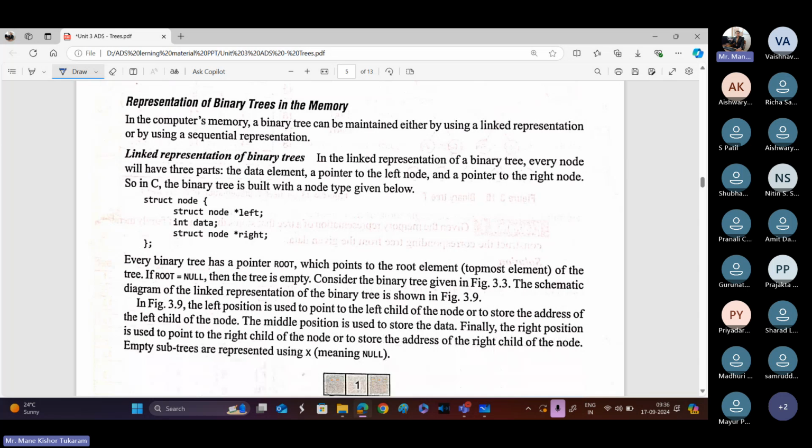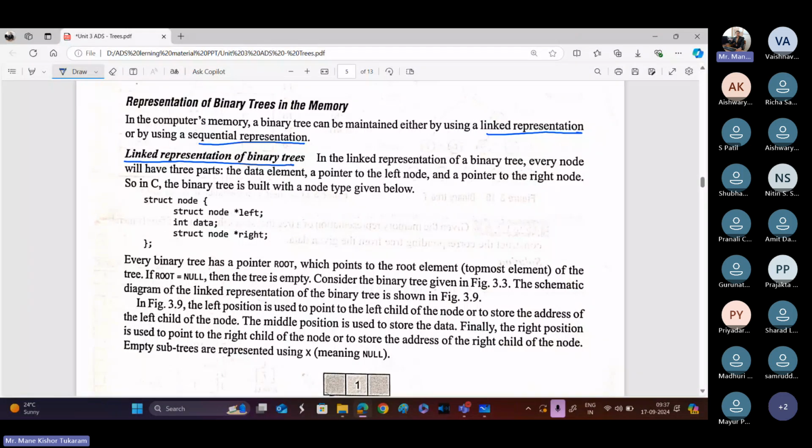Then next one, that is how to represent the binary tree in memory. To represent the binary tree in memory, we can use either the linked list representation or the sequential representation. These are the two representations used to represent the binary tree in programming. So first one, that is the linked list representation.